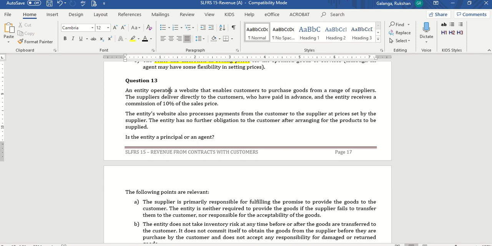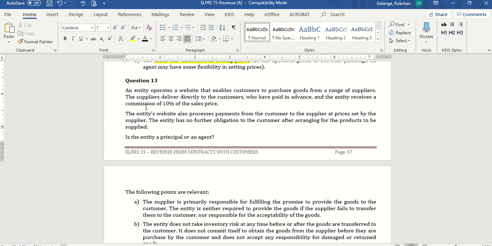We need to pay it, right? Likewise here also they pay, and the entity receives a commission of 10% of the sale price. The entity's website also processes payment from the customer to the supplier at prices set by the supplier. The entity has no further obligation to the customer after arranging the product to be supplied. Is the entity a principal or agent? As you believe, is it a principal or the agent?